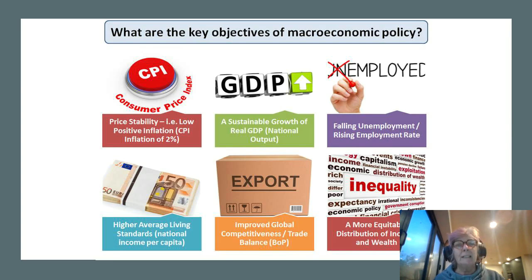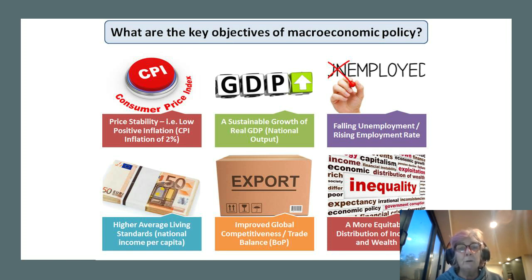So what are the key objectives of macroeconomic policy, of any macroeconomic policy? Well, they're pretty much the same for any government in any country. All governments want stable prices, which in the UK we measure using CPI, but however it's measured, that's something that all governments want. No governments want high inflation.